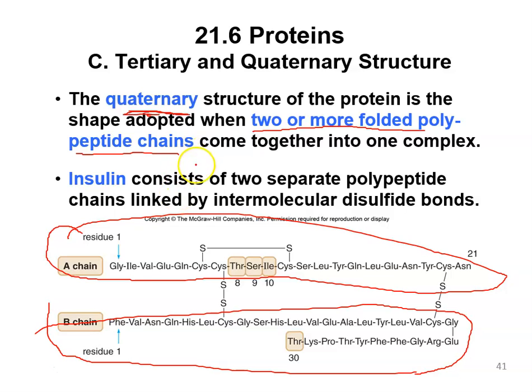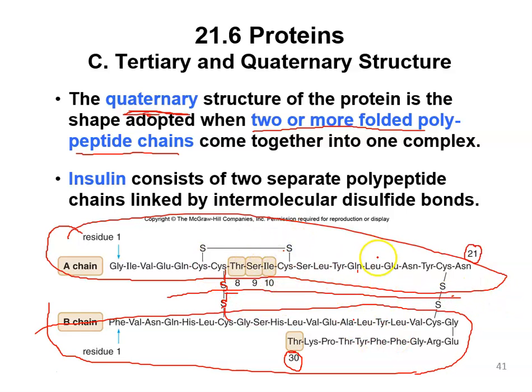Okay, insulin is an example of this. All right, you have one protein which is 21 amino acids long, another one which is 30 amino acids long, and they are hooked together by two disulfide bonds. If I were to cleave these bonds, I would have two separate proteins. But because of these two, they hook all together and they fold.